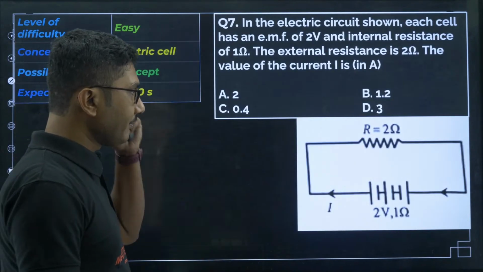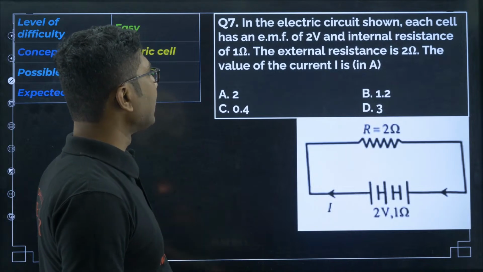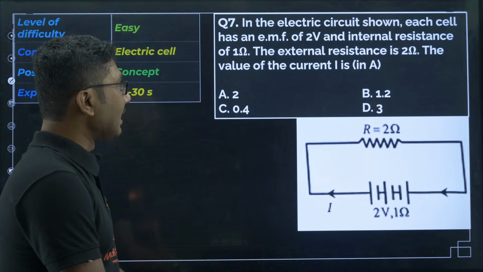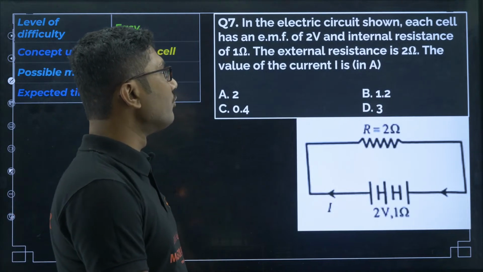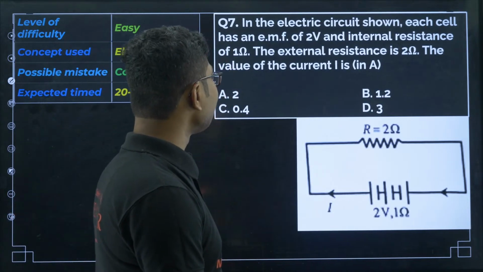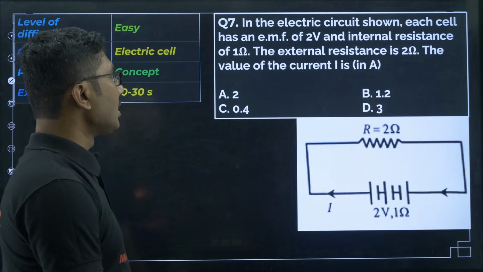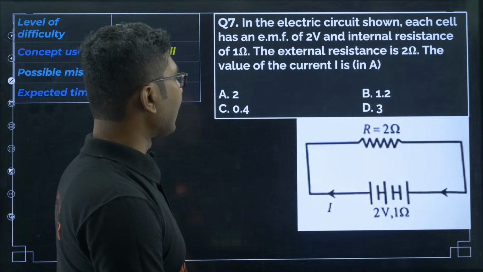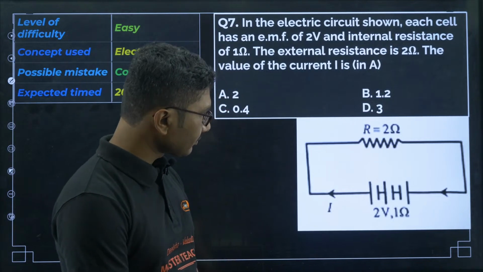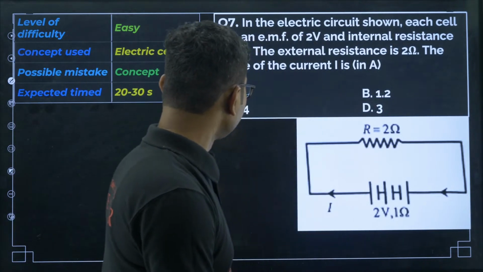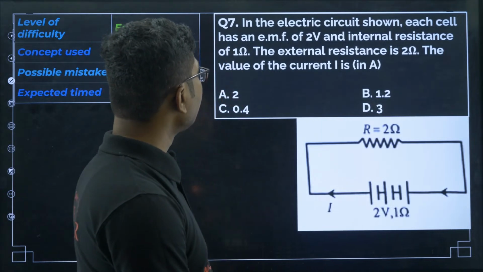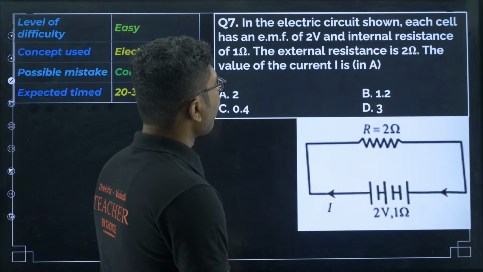Now next question, I think this should be an easy question. In the electric circuit shown, each cell has an EMF of 2 volts and internal resistance of 1 ohm. The external resistance is 2 ohm. The value of current I is. This should be an easy question. I don't find any trick.